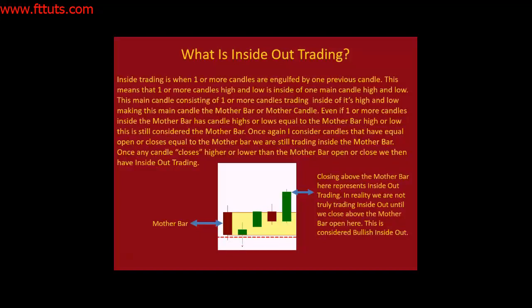Even if one or more candles inside the mother bar have candle highs or lows equal to the mother bar high or low, this is still considered the mother bar. Once again, I consider candles that have equal opens or closes equal to the mother bar. We're still trading inside the mother bar. Once any candle closes higher or lower than the mother bar open or close, then we have inside out trading.